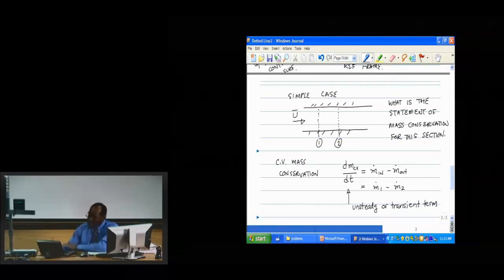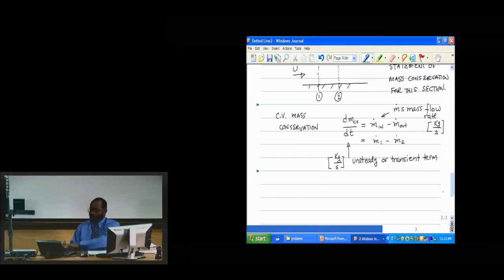And m dot is defined as a mass flow rate, with units of kilogram per second, just like the dm_CV/dt also has units of kilogram per second.